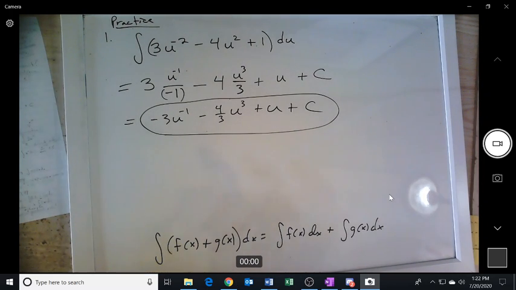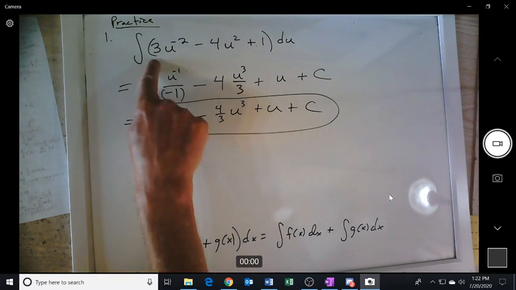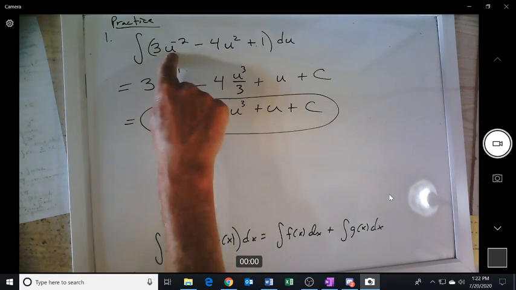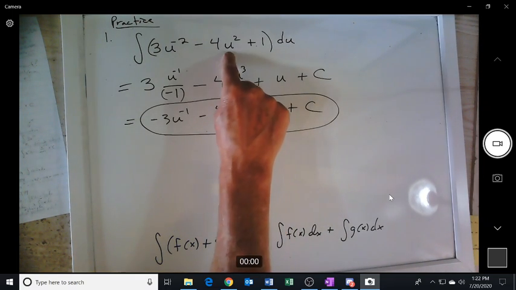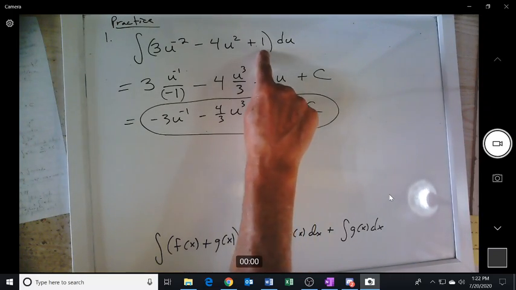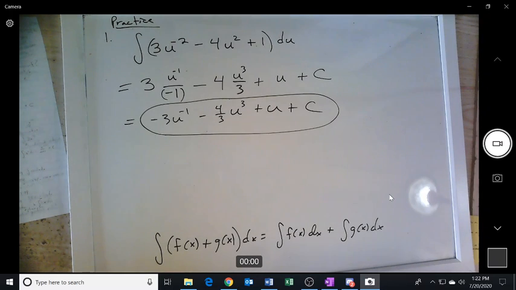Now, when I'm done with my work, it's really easy to check. I just take the derivative. Negative 1 times negative 3 is positive 3, u to the negative 2. Multiply these, those cancel out. I'm going to get 4u minus 4u squared plus u, and that's it. So the derivative of this always has to match up with this. We're getting a fair ways into this indefinite integral and antiderivative.